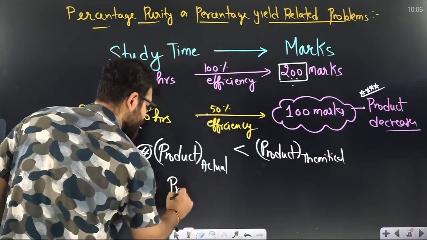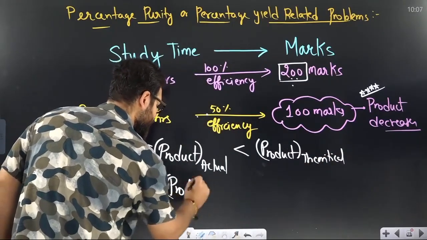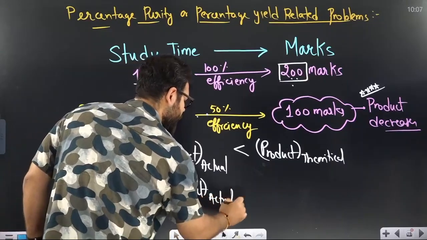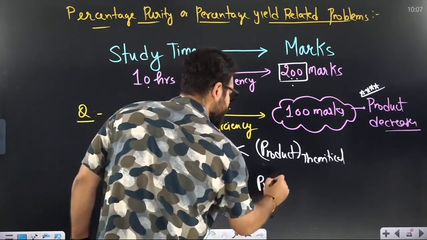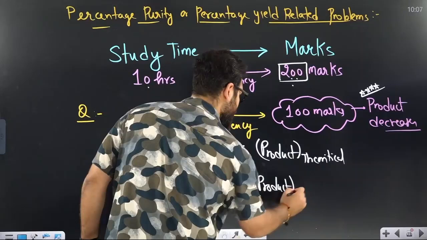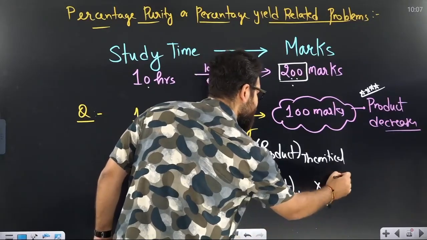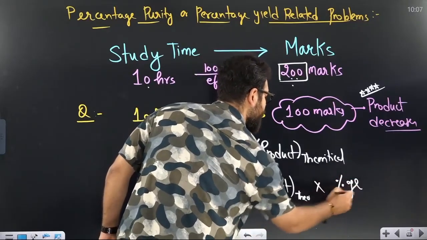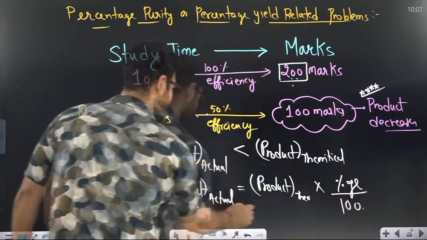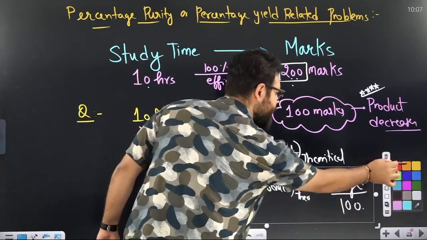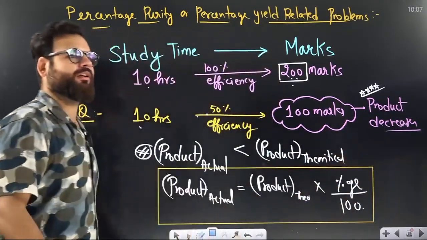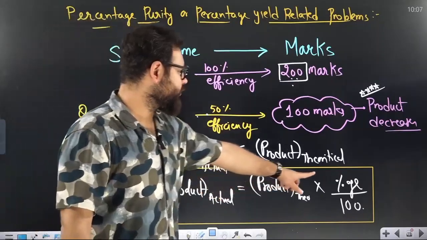Actual product equals theoretical product into percentage given by 100. Remember the formula. Just multiply by the percentage, and automatically the answer will go down.